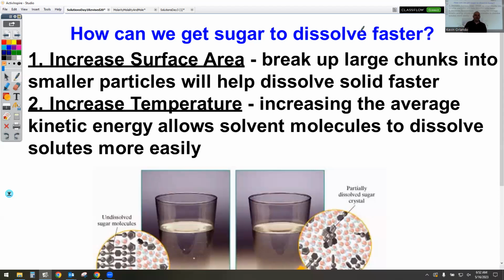The other thing that you're going to find is that increasing the temperature, not always, but for the most part, is also going to help something dissolve faster. So most things increase solubility when they're at higher temperatures. So increasing the temperature definitely does make something dissolve a little easier.